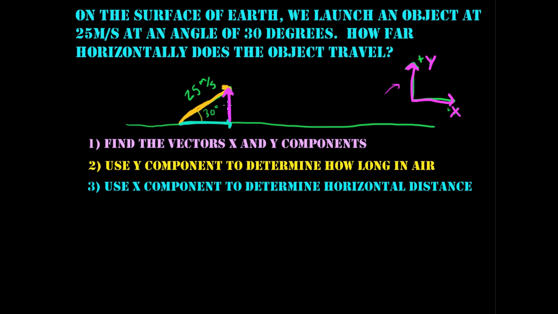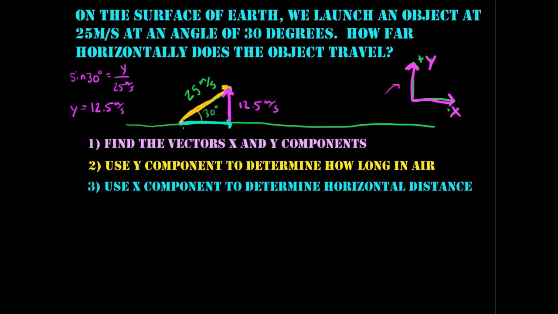So the sine of 30 degrees is equal to this length over 25 meters per second. To not be confusing, the sine of 30 degrees is equal to the y component's magnitude over 25 meters per second. Since sine of 30 is 1/2, multiply each side by 25, and y is equal to 12.5 meters per second.